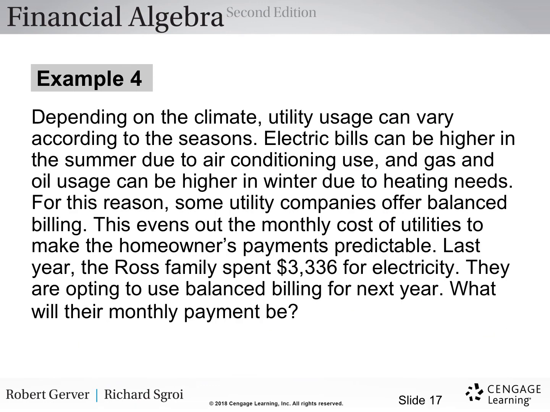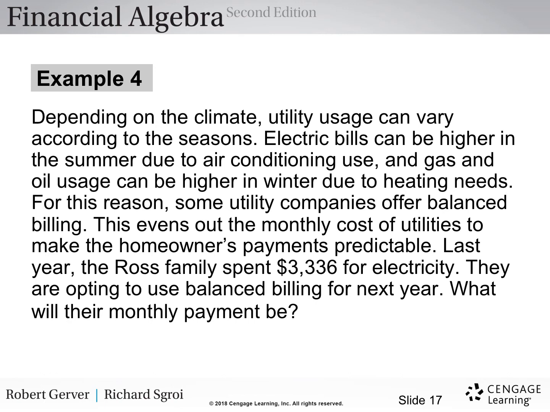Well, now let's look at example 4. Depending on the climate, utility usage can vary according to the seasons. Electric bills can be higher in the summer due to air conditioning use, and gas and oil usage can be higher in winter due to heating needs. For this reason, some utilities offer balanced billing. This evens out the monthly cost of utilities to make the homeowner's payments predictable, okay? So rather than having a huge bill when they make a certain delivery or you use a certain amount, they spread it out over the whole year.